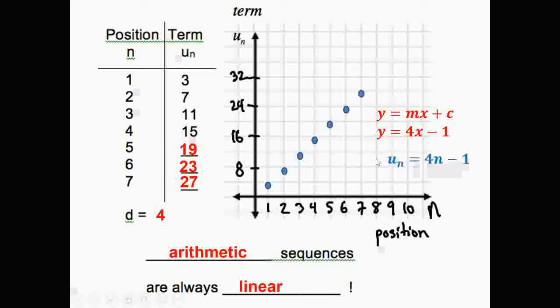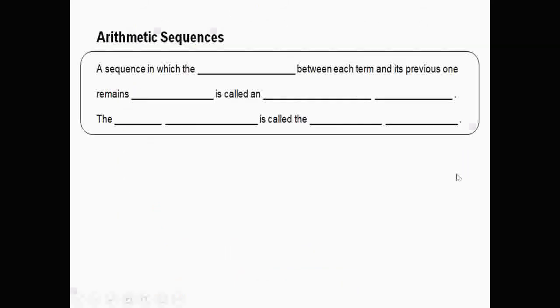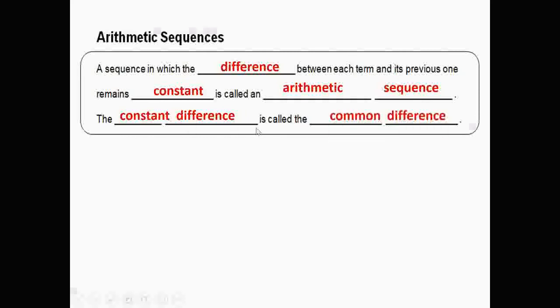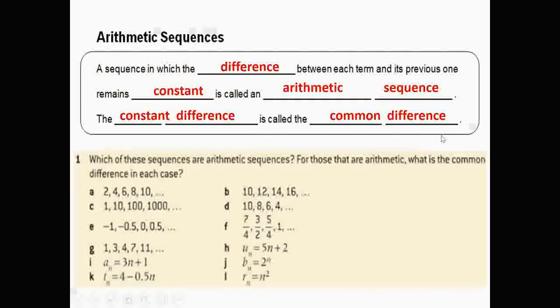Okay. Let's keep looking at that. In terms of sequence language, though, we're not going to write it like this, because again, this implies a continuous relationship. We're going to write it like this with u sub n and n here, because that implies this discrete relationship, discrete values producing these terms in the sequence. So, to recap: a sequence in which the difference between each term and its previous one remains constant is called an arithmetic sequence. The constant difference is called the common difference. The slope of an arithmetic sequence is called its common difference, the d value.